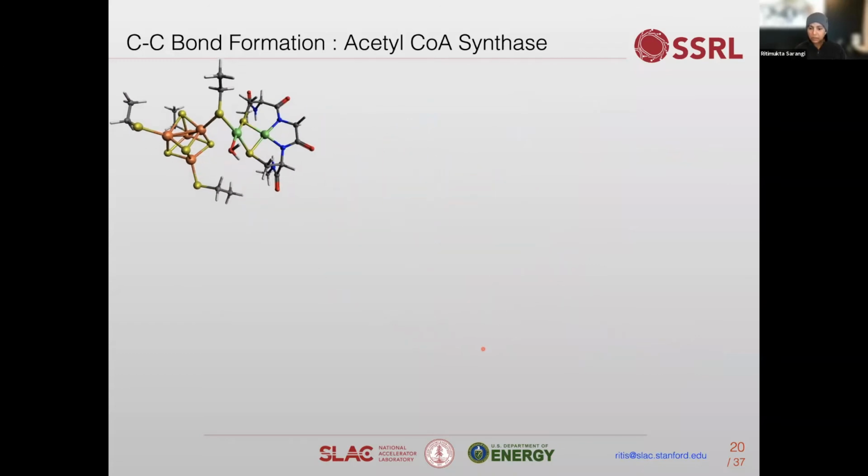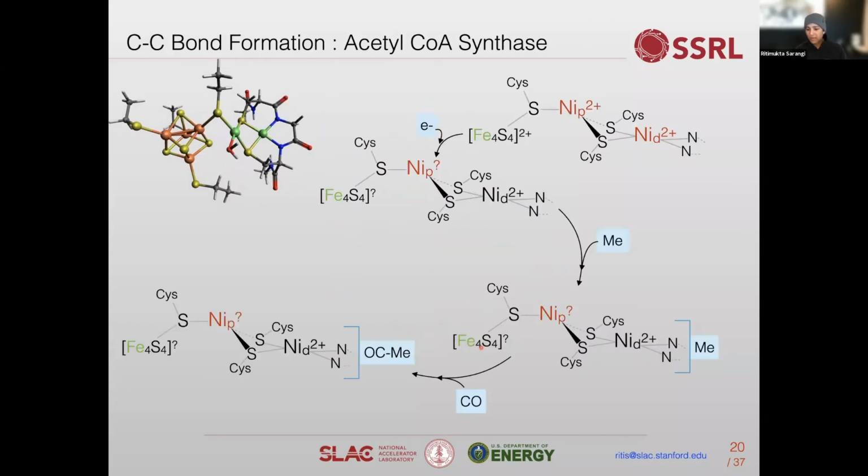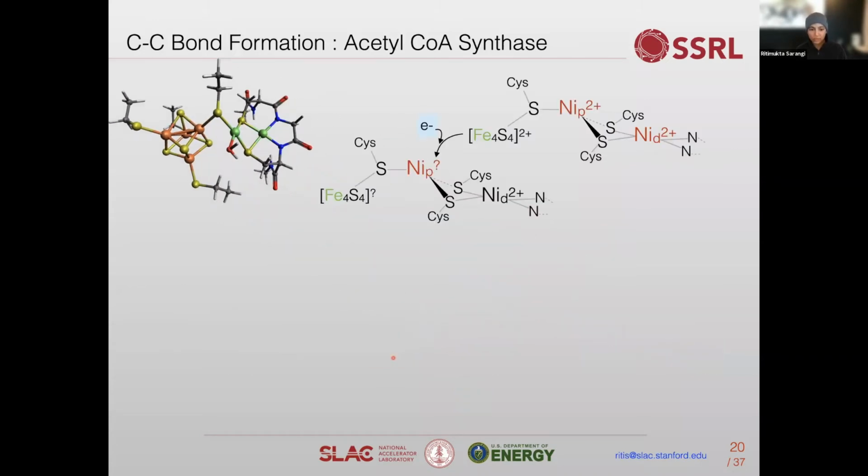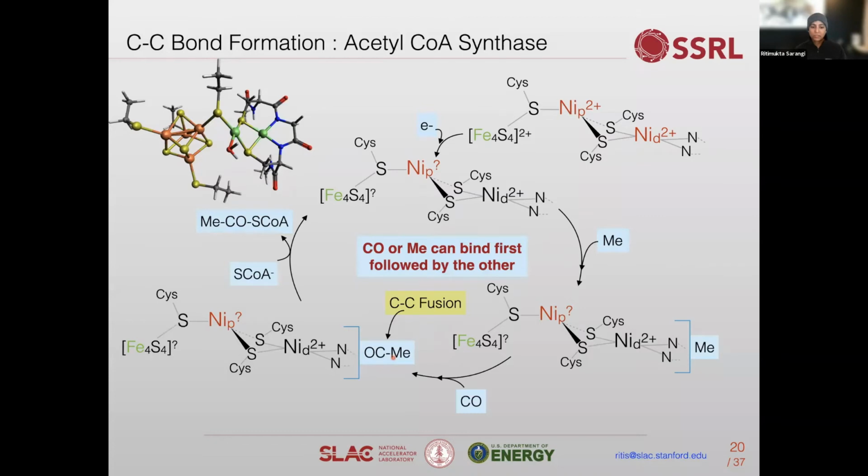And then CO will come in and CO will bind, CO will be fused with the methyl group to form this acetyl group. Okay, yeah, it's fused, and then acetyl-CoA is released and the starting form, the reduced form, is regenerated.